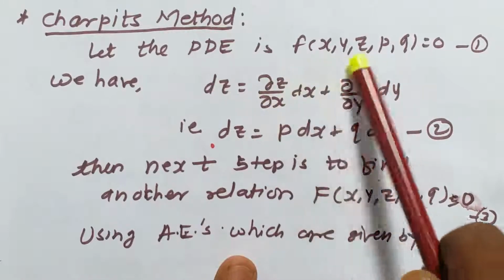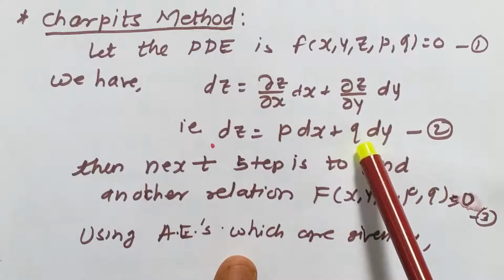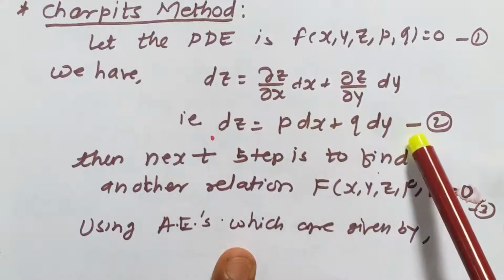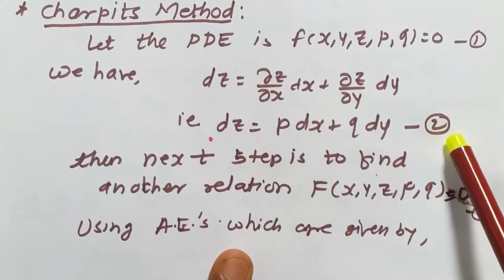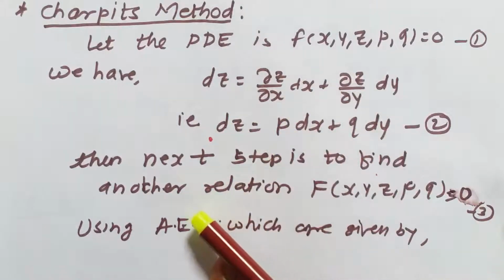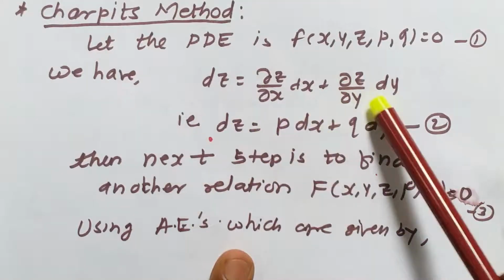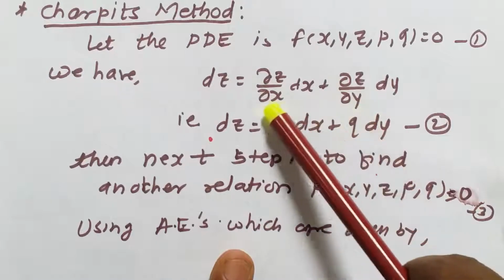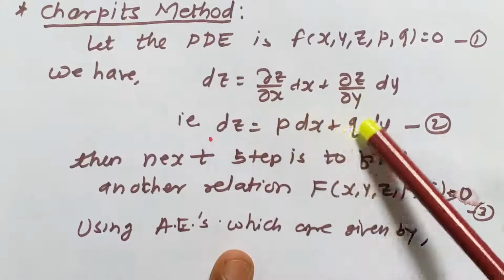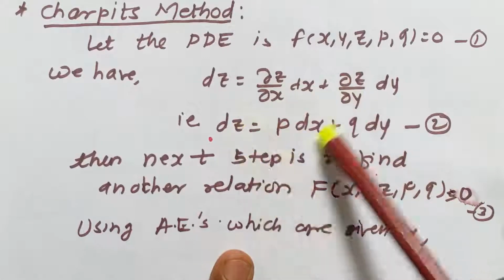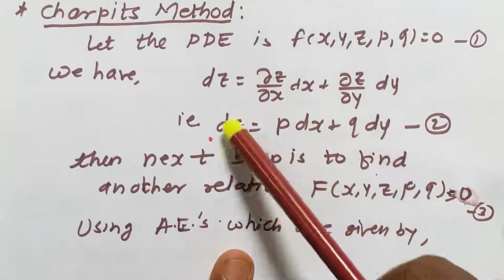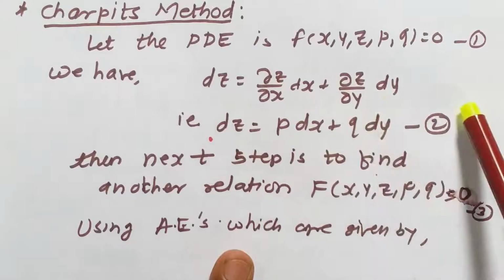Now this del z by del x, del z by del y are our p and q. Means we have one relation dz equal to p dx plus q dy. Let us denote this by equation number 2. We are going to make use of this particular differential equation to solve the problems at the end. Here p and q are not known. The values of p and q we are going to determine in such a form that this differential equation will be integrable, and the integration of this differential equation will be our final complete integral.